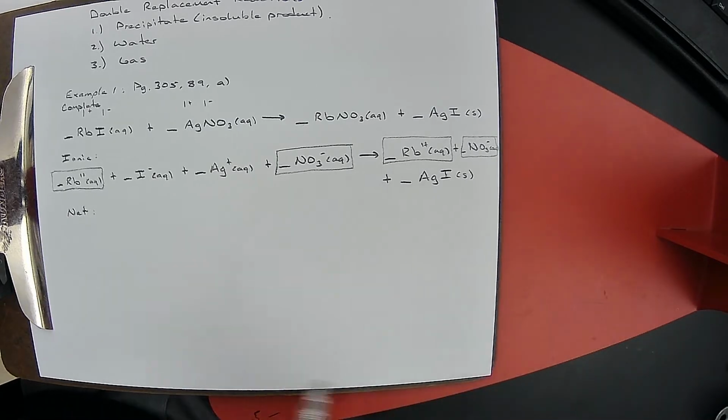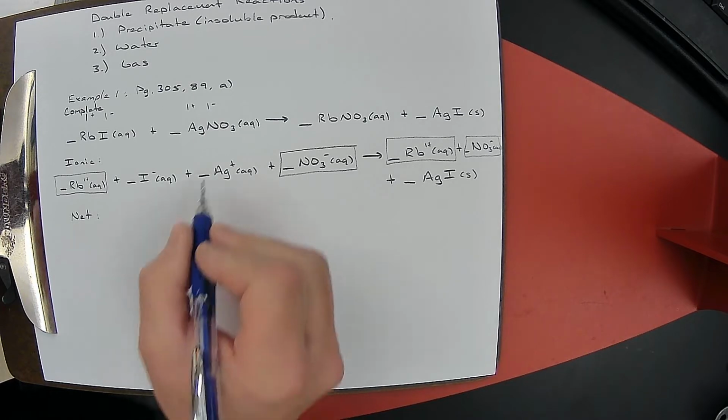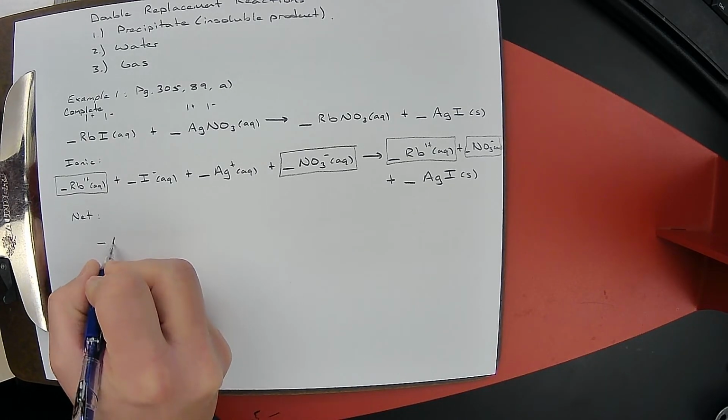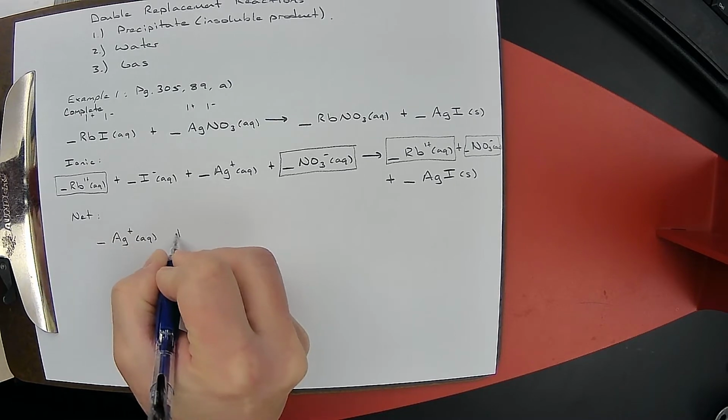For the net ionic, it only shows the ions that changed. And typically, we write the positive ion first. It's not a requirement, but typically we do.